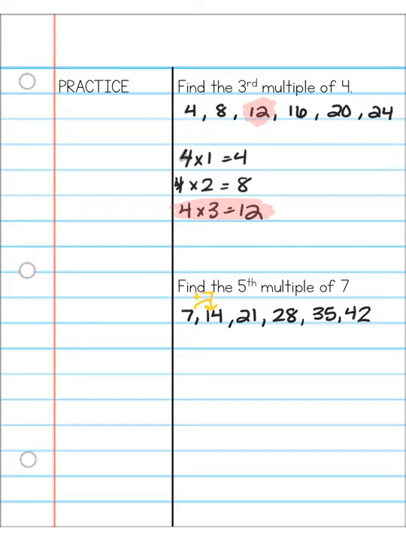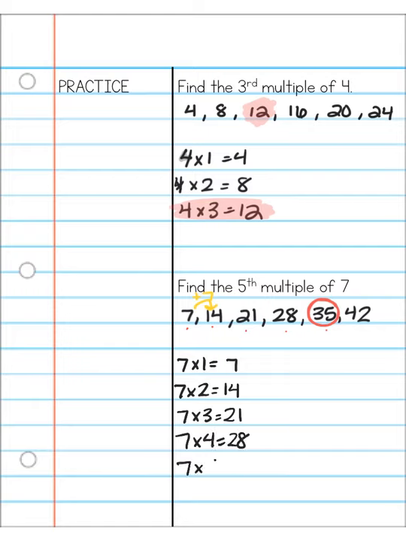It asked for the fifth multiple. So I'm going to count to the fifth number. 1, 2, 3, 4, 5. So 35 is the fifth multiple of 7. I also could have done 7 times 1, 7 times 2, 7 times 3, 7 times 4, 7 times 5, to find that 35 is the fifth multiple of 7.